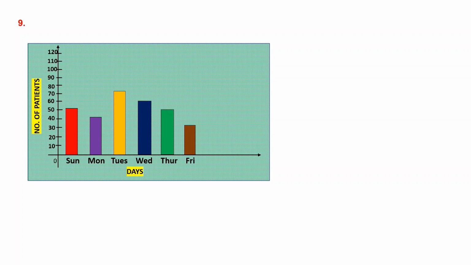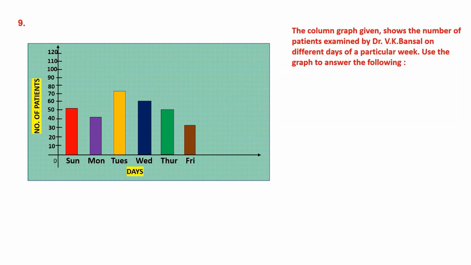Question 9. So here we've been given a bar graph, and based on this we have to answer a few questions. So let's begin. The column graph given shows the number of patients examined by Dr. V.K. Bansal on different days of a particular week. So here, looking at the graph, we can see that on the y-axis, number of patients are shown, and on the x-axis, the days of the week are shown. So this is telling us how many patients were examined by the doctor on different days of a particular week.